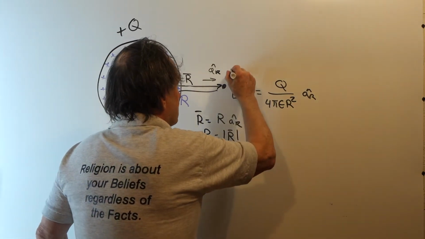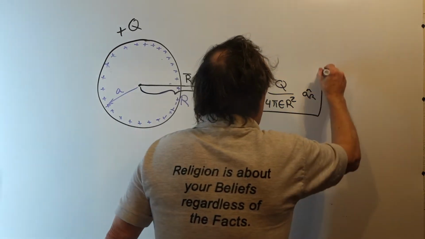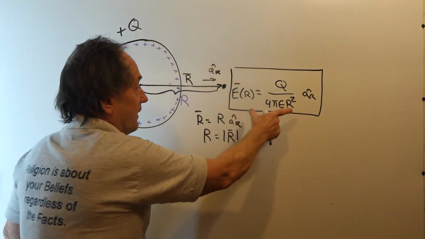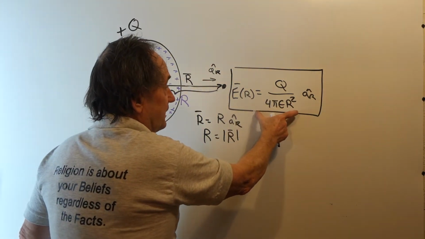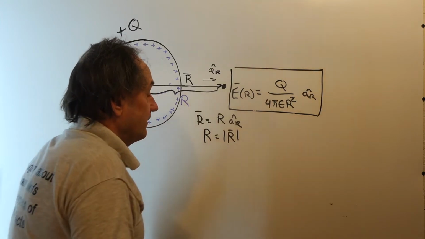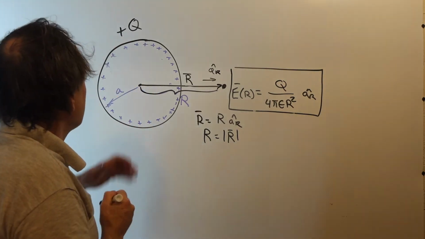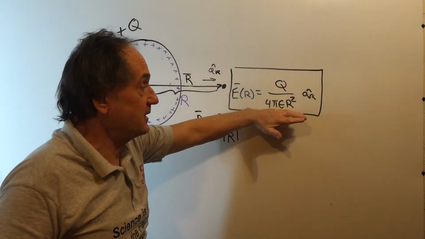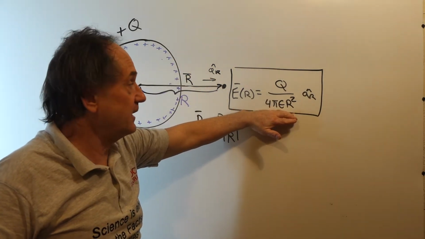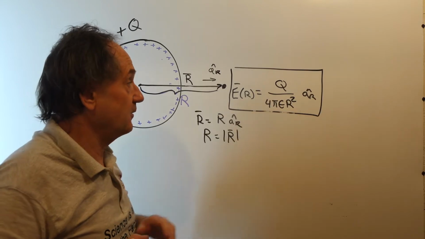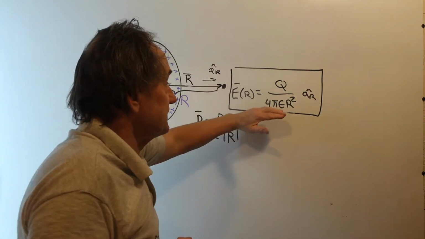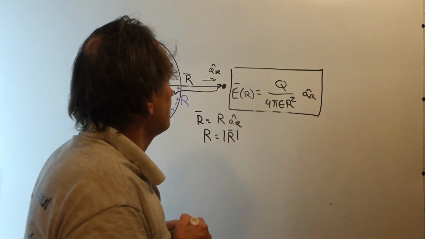And by Gauss's law, if the charge is uniformly distributed around the surface of the sphere, this is the value of the electric field. That's why we need to assume that the charge is uniformly distributed on the surface of the sphere so that we can use this equation for the electric field. I will discuss in a little bit why this isn't exactly true.